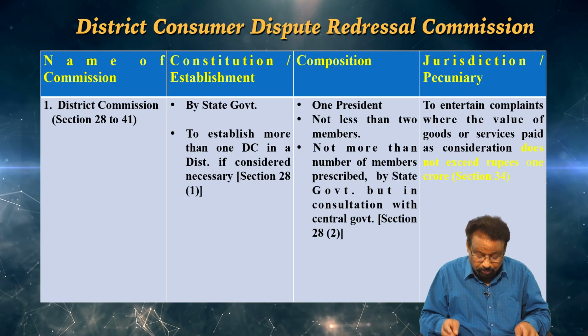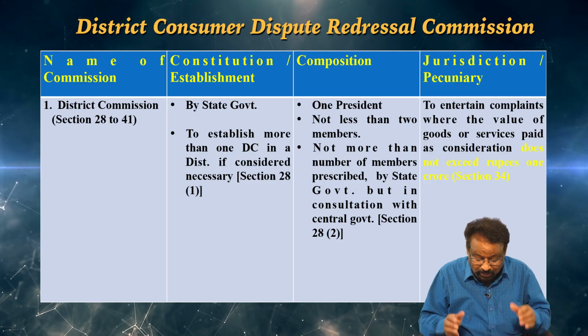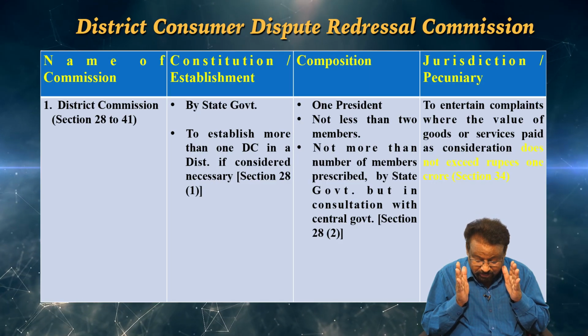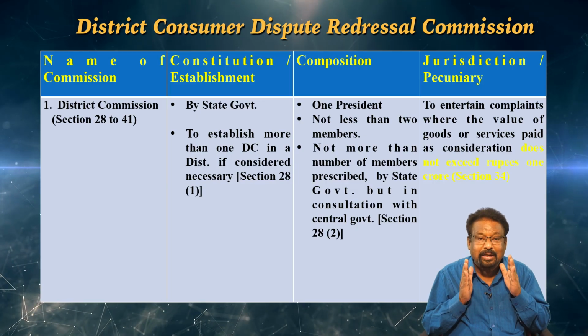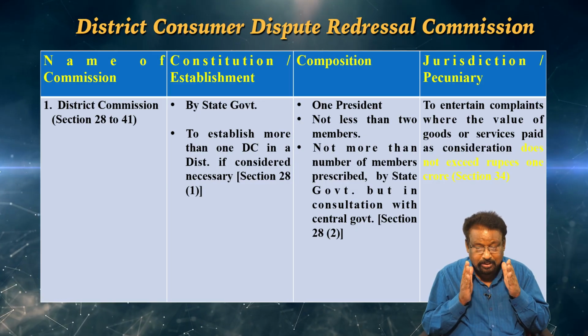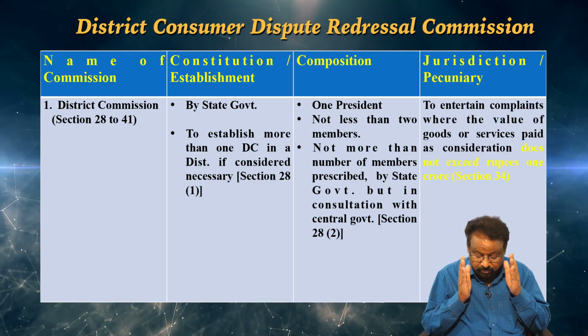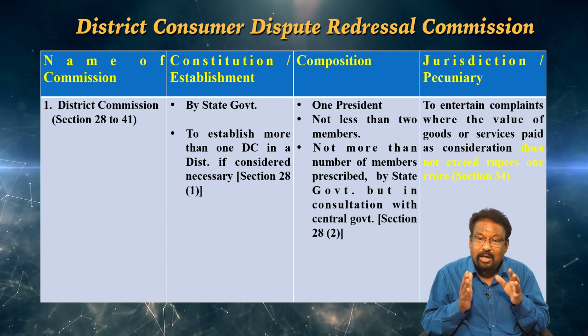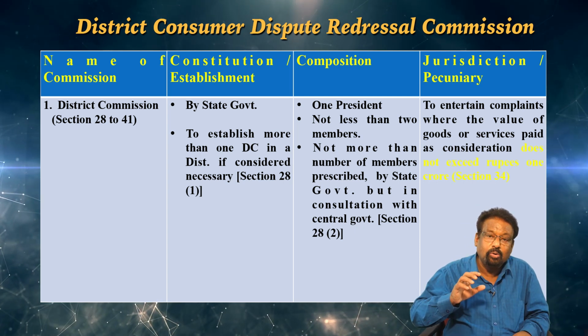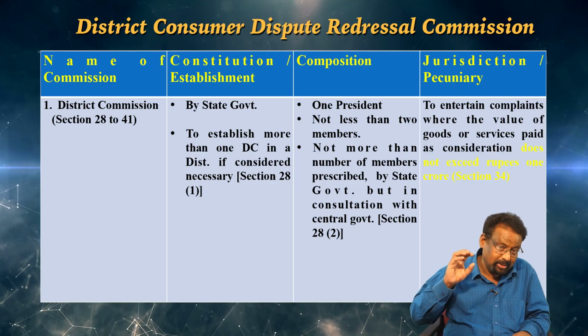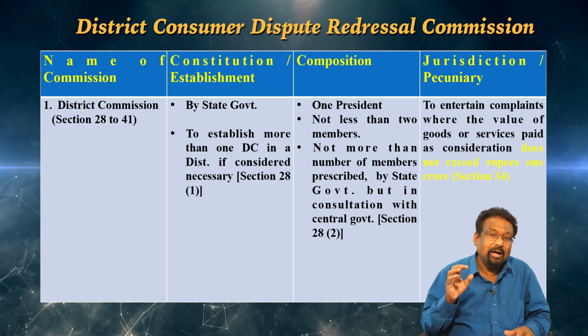Then the territorial or pecuniary jurisdiction, that is very, very important. The financial jurisdiction of the district commission: the value of the complaint should not exceed 1 crore, that is, less than 1 crore. The value of the commodity sold or the service charge levied, along with other considerations like interest rate and even the quantum of compensation claimed, will constitute the kitty for determining the pecuniary jurisdiction.